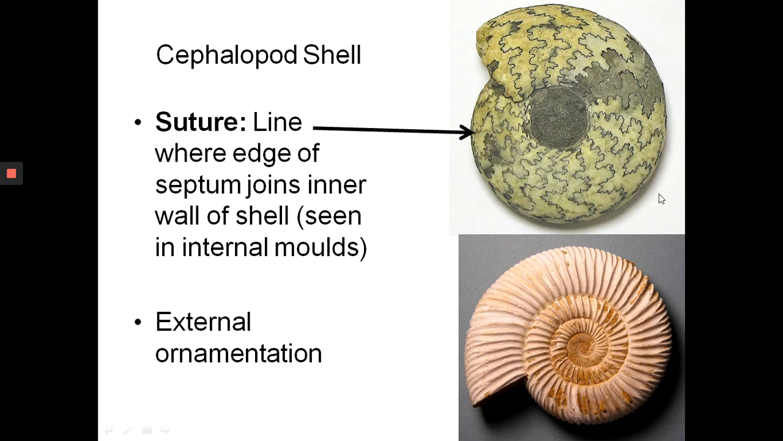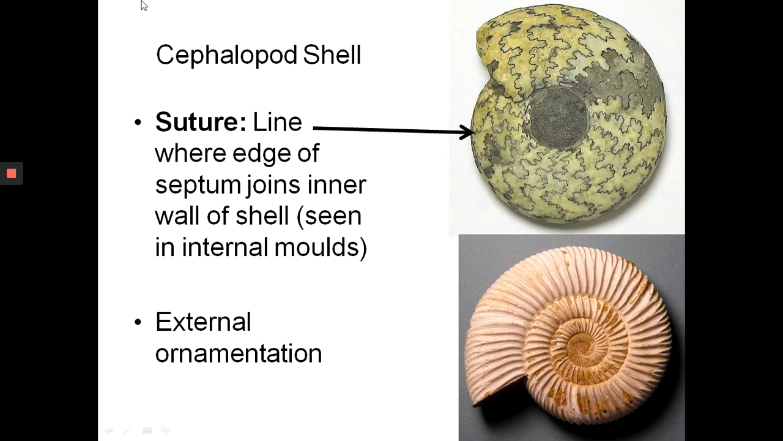Now, sometimes you get an internal mold. The outer shell has completely dissolved. You're just left with the inner part here. So what you actually see are these lines, right? In this case, it's very intricate zigzag patterns, right? So the patterns here show the position of the septa, but they're not septa. These lines are what we call sutures. These are the lines where the edge of the septum joins the inner wall of the shell.